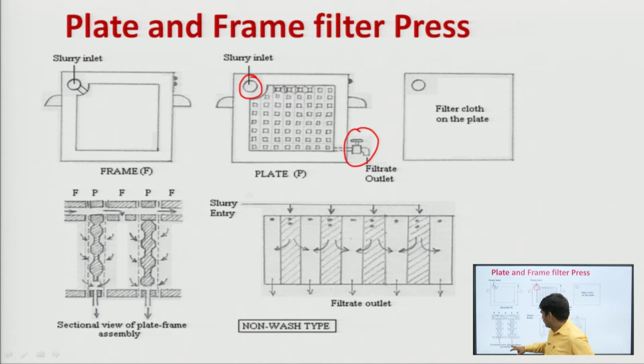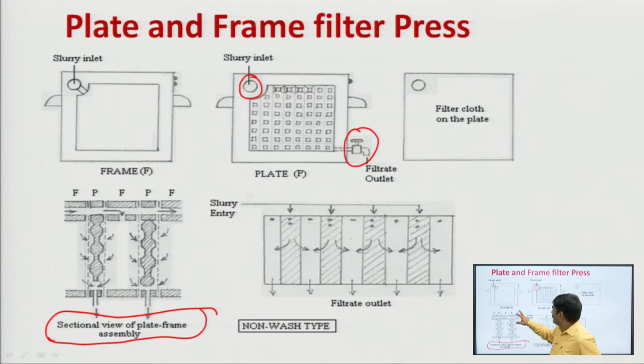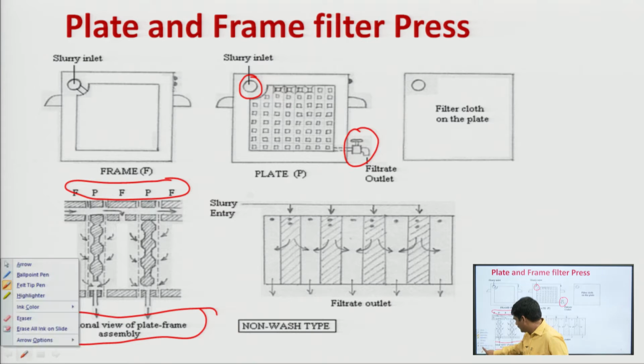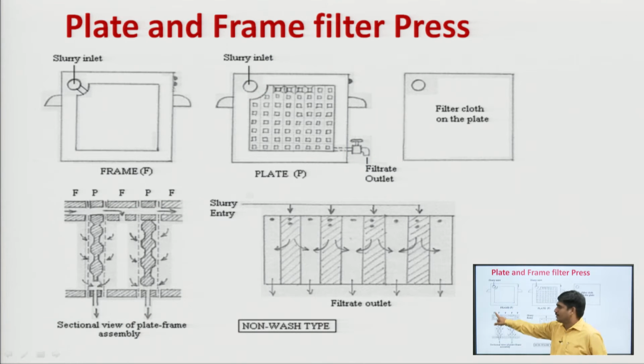This is the cross sectional view of the plate and frame assembly, okay. And these are the arrangements of plate and frame. What type of arrangements? First the frame is attached, then the plate is attached, then frame, plate, frame. So, alternatively frames and plates are attached to each other.